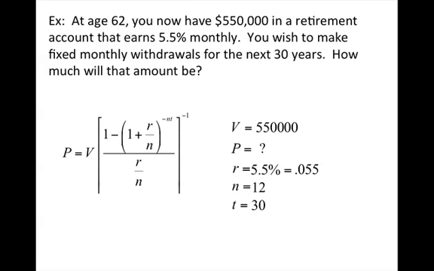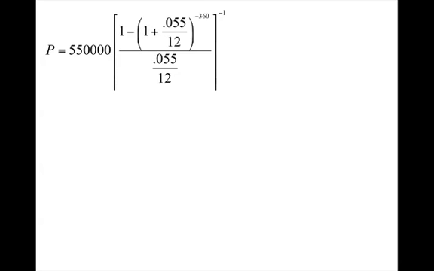And just like before, go ahead and multiply your N times your T. 12 times 30 is 360. So let's plug these into our formula. And I get P equals 550,000 times 1 minus 1 plus 0.055 divided by 12 raised to the negative 360th power. All of that is divided by 0.055 divided by 12. And then all of that is raised to the negative 1 power.